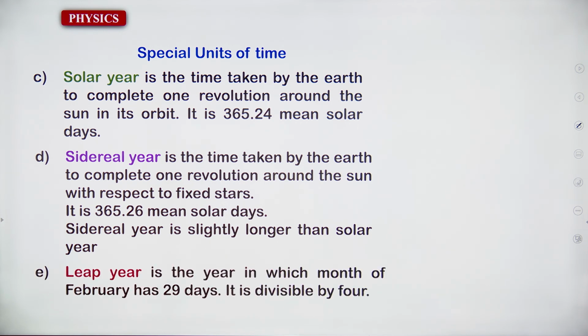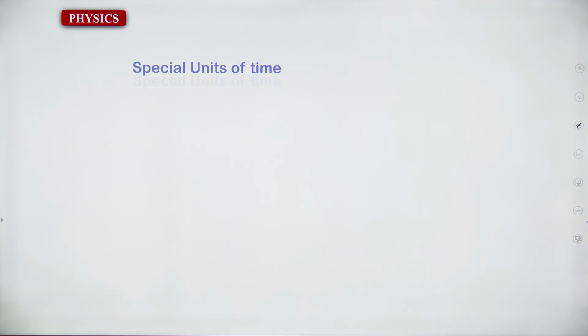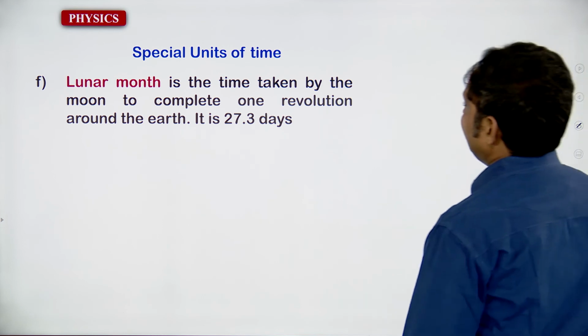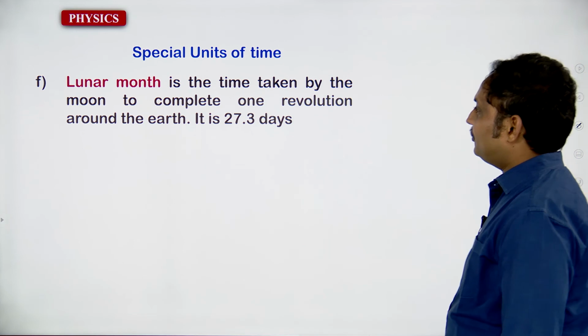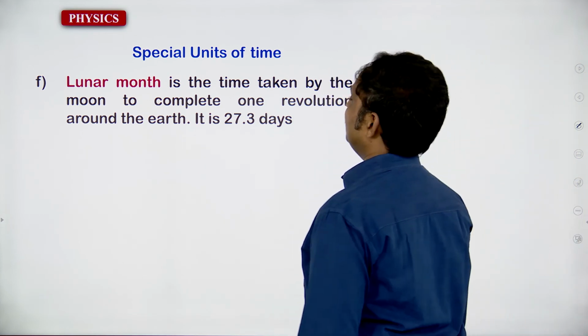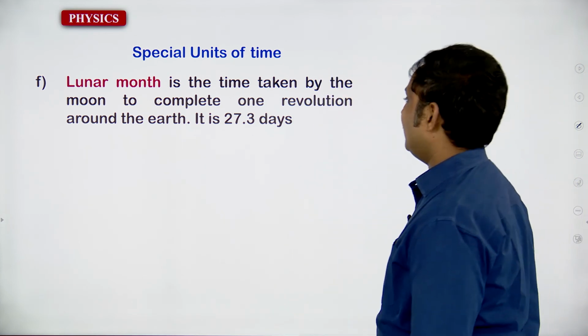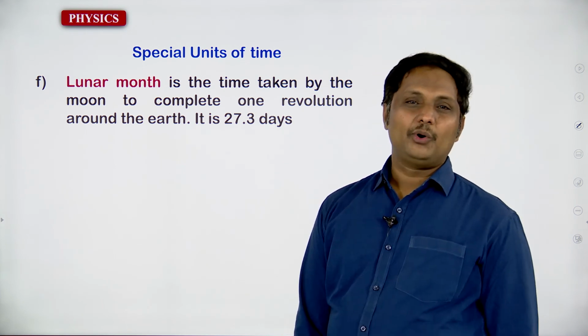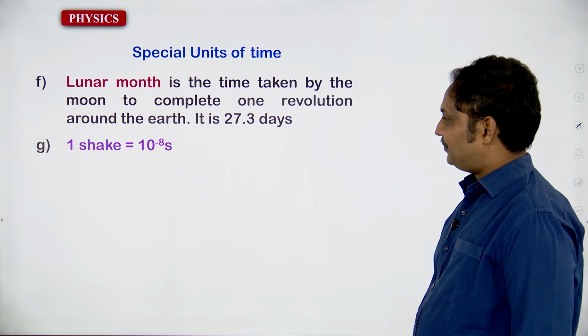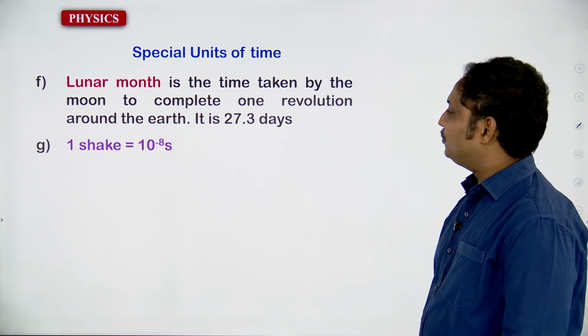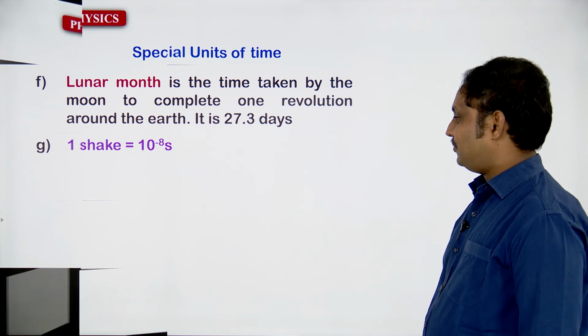Leap year also, you will have one extra day. Yes, you can confirm the special unit of time, the lunar month: the time taken by the moon to complete one revolution around the earth, which is 27.3 days. Just you have to confirm one shake, it's going to be 10 to the power minus 8 seconds.